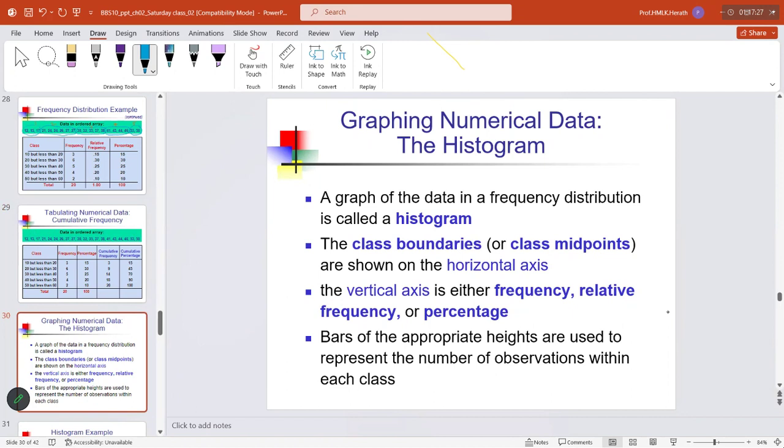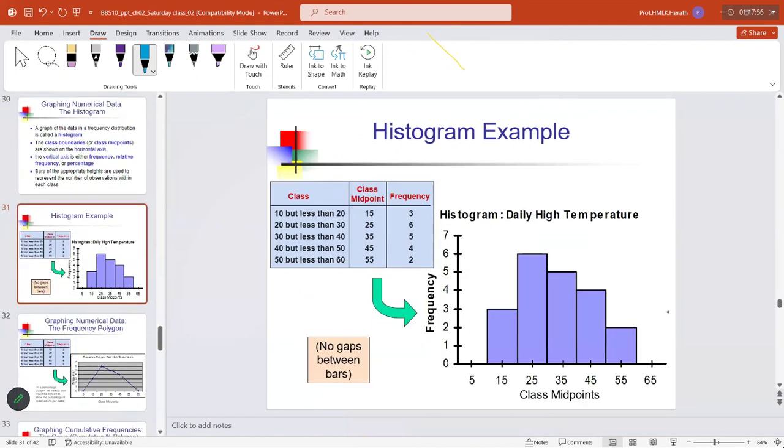Now we can put this in a graph, a bar chart, which is called a histogram, right? In this case, the class boundaries never overlap, right? On the horizontal axis, we get the scale. On the vertical axis, the y-axis, we get frequencies, relative frequencies, or percentages as we require, right? Okay. So this is the outlook of a histogram.